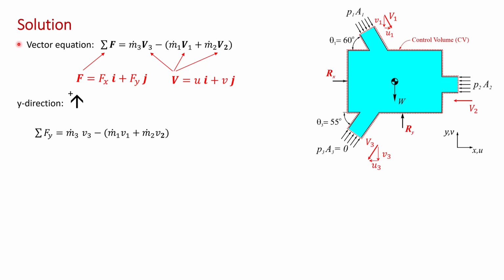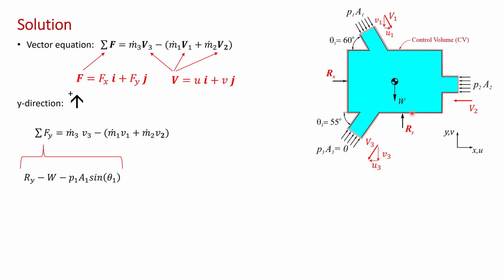So now we can move on and do exactly the same thing, but in the y direction. So we're considering the sum of the forces in the y direction, so just Fy and just the y component of the velocity vectors. So you get that the sum of the forces in the y direction equals m dot 3 times the y component of the velocity vector at the outlet minus m dot 1, the y component of velocity at one of the inlets, and m dot 2, which is the other inlet, times the y component of velocity at that inlet.